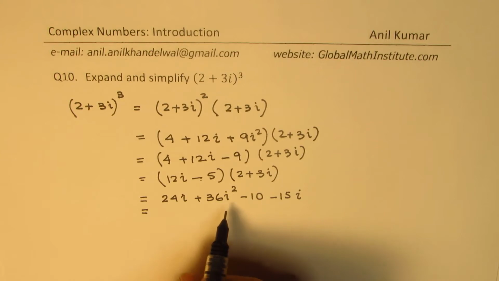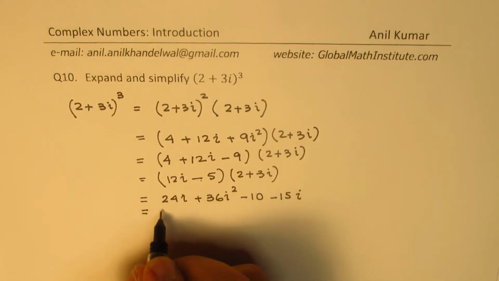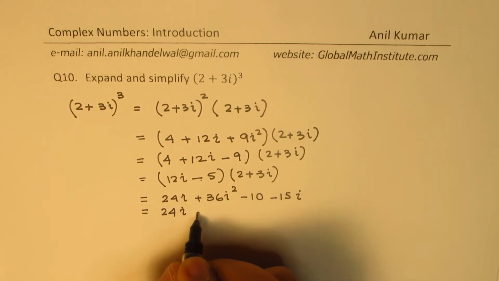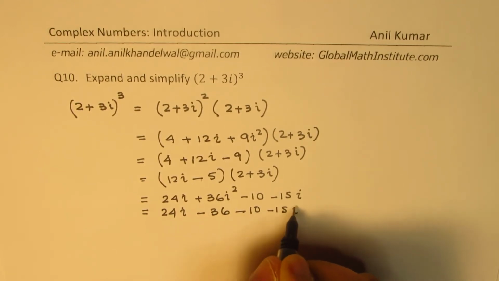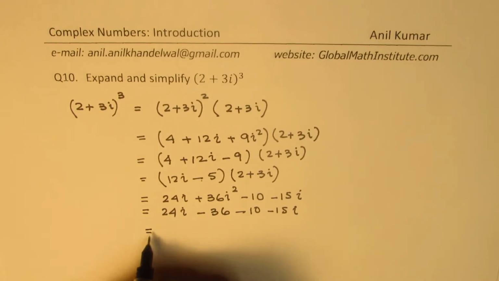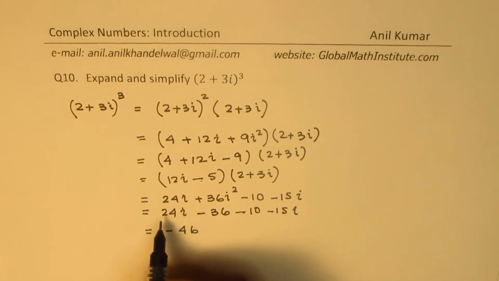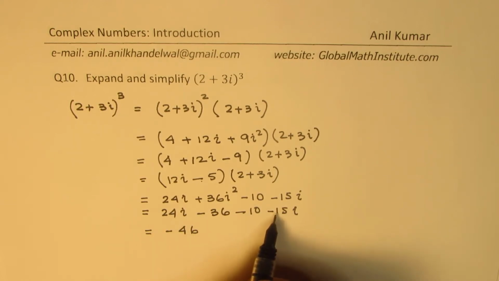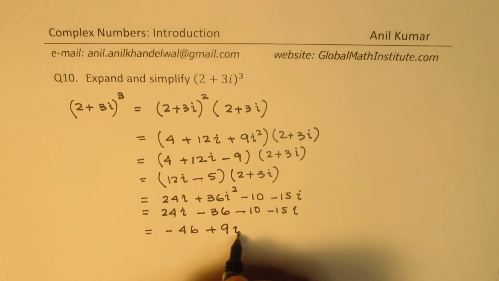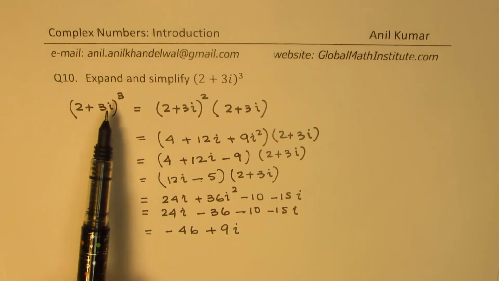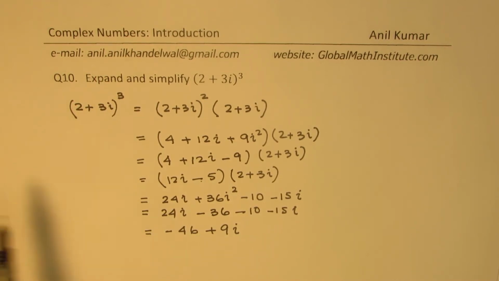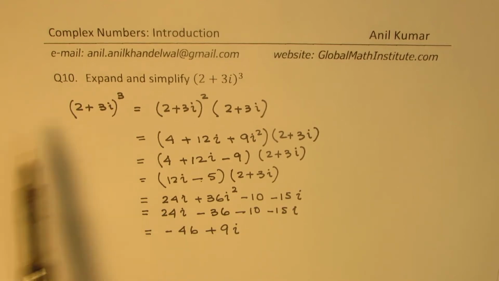Combining the like terms, let's go one more step. So 24i minus 36 minus 10 minus 15i. So what we get here is minus 36 minus 10 is minus 46, and 24 take away 15 means 9, right? So we get plus 9i. So that becomes the result of the cube of 2 plus 3i, right? You can also say that the cube root of this is that. Perfect.